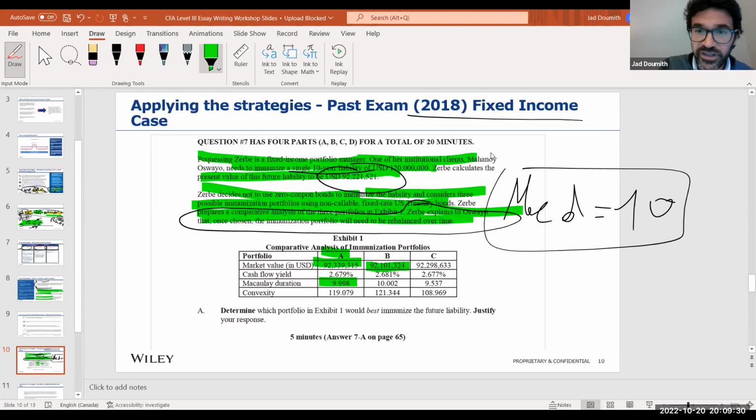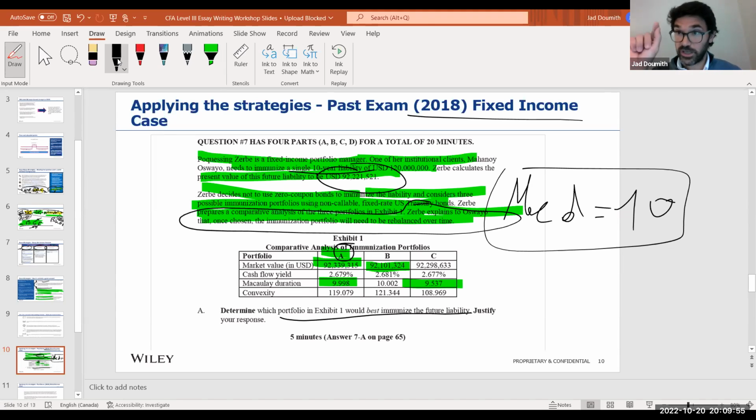Portfolio C is disqualified because its Macaulay duration is quite different from the Macaulay duration of the liability. Now, how do I provide a good answer in bullet points? No long sentences. The portfolio that would best immunize the future liability is portfolio A. I open, and now I'm going to justify why. First bullet point, that's all they need to know.